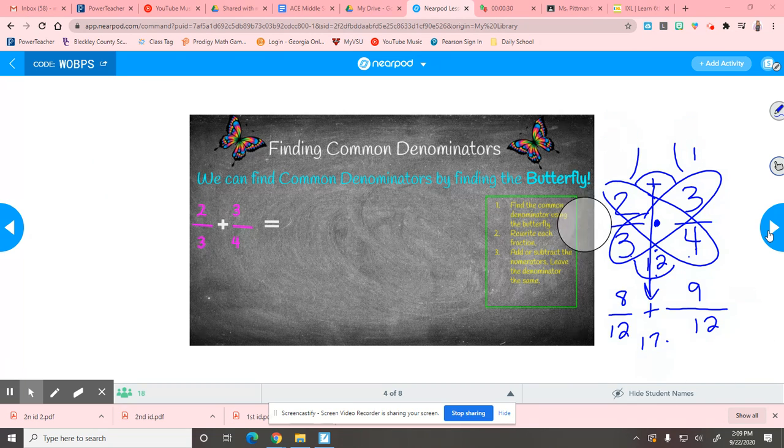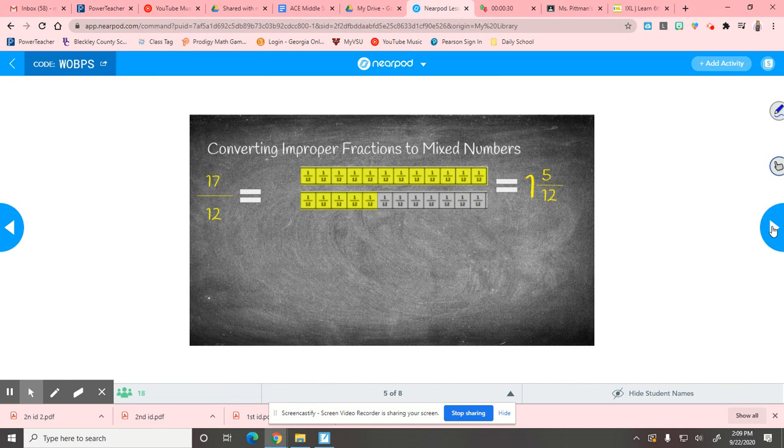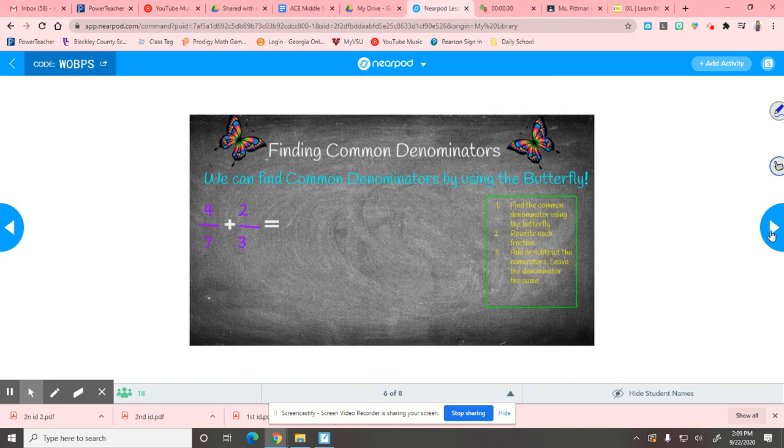All right, so we're going to look at the second one now. I'm going to let you work it while I work it. I'm going to talk through it as you work. So notice you have 4/7 plus 2/3. 7 and 3 are different denominators, so we have to make them common. So we put them in the butterfly. So go ahead and put 4/7 and 2/3.